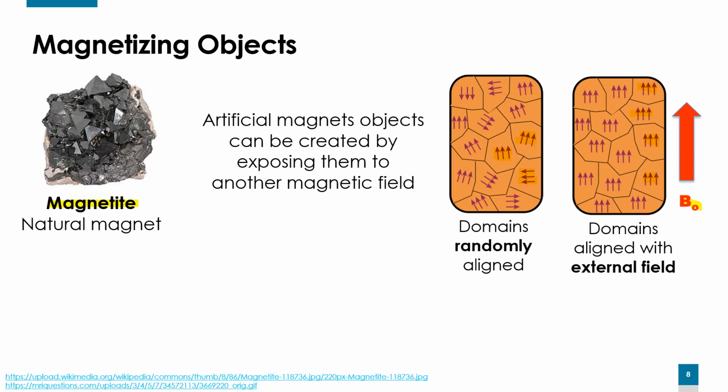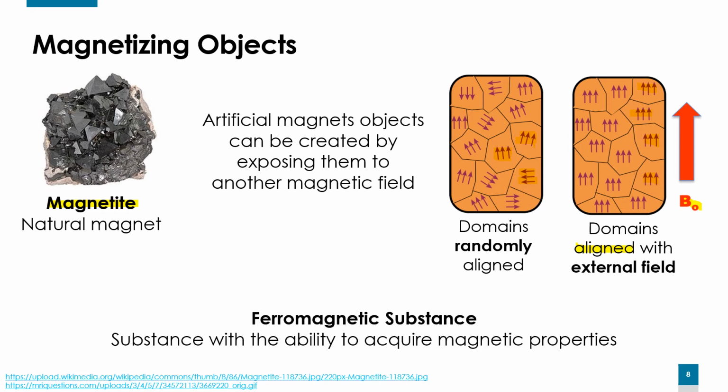So I create a magnetized object by aligning the domains. So here on the left, my domains are randomly aligned, so I don't have a magnetic field or it's very weak. And on the right, I have my domains aligned because of the external field. So I have created an object that is now magnetized. And we call ferromagnetic substance all the substances that have the ability to acquire magnetic properties. So not all objects can acquire magnetic properties, but some can. Those that can, we call ferromagnetic substances.